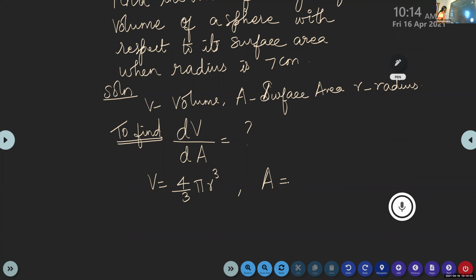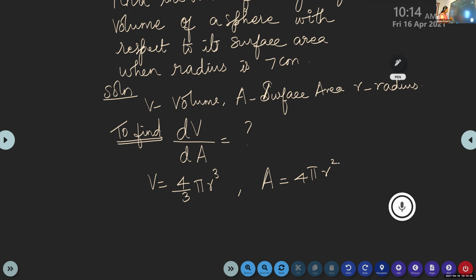Yes, Anila Mohanan. Say it louder. I'm not able to hear Anila. 4 pi r square. Now look at here, which is commonly present there? It is the radius, isn't it? 4 by 3 pi is a constant. So volume also changes with respect to radius. Area is also changing with respect to radius.